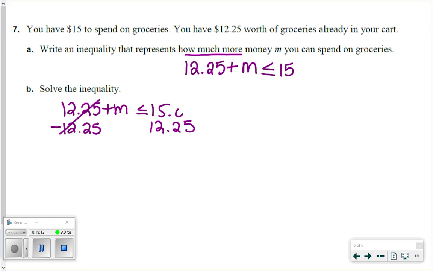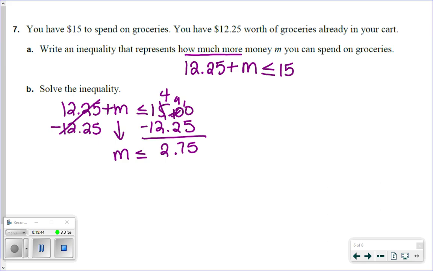So since we're dealing with some decimals, we will add a couple of zeros after a decimal there to make things easier. That's going to leave m by itself, less than or equal. And when I do this math here, I'll borrow, make that 10, so I've got 5, and then 9, 7, 2, and nothing. So there it is. So I've got to spend less than or equal to $2.75, or basically that's what I can spend.